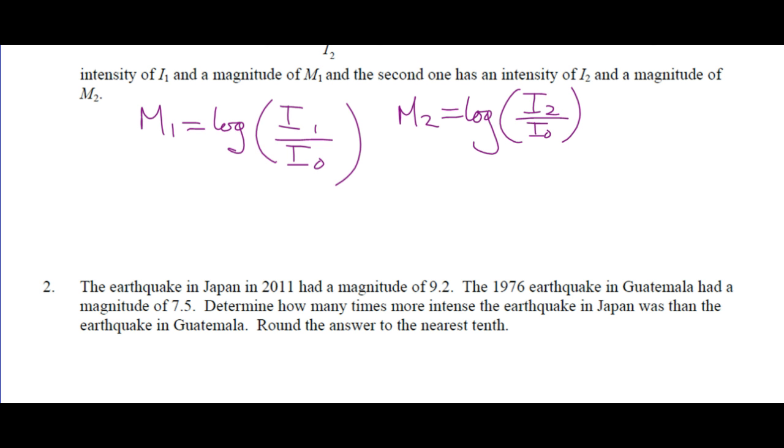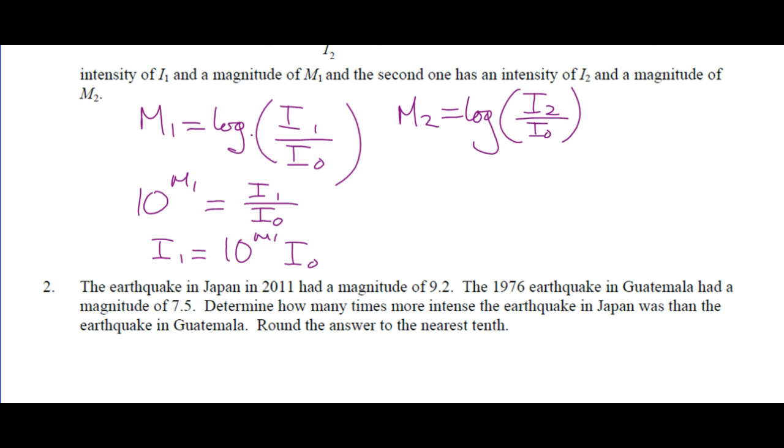All right, so if we convert this from a log to an exponential, because what use is this? The base is 10. So 10 to the M1 will be equal to I1 divided by I naught. And similarly with M2. And if we solve for I1, I1 is equal to 10 to the M1 times I naught.